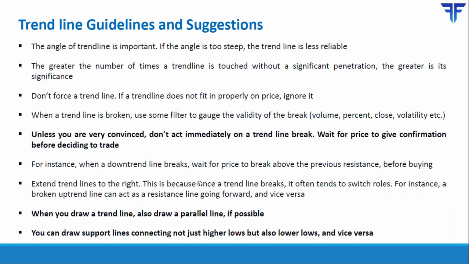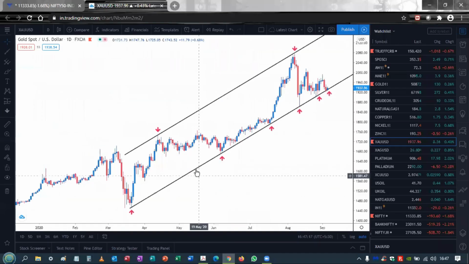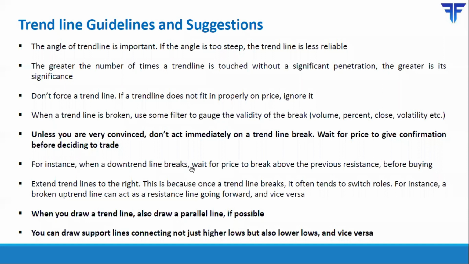Finally, you could draw a support line. Now, an uptrend line is nothing but a support line that is pointing upwards because it connects successive higher lows. Now, you could draw a support line that not just connects higher lows, but also connects lower lows. So you could have a support line that is pointing lower also, and going forward in time, that could act as a good area of support.